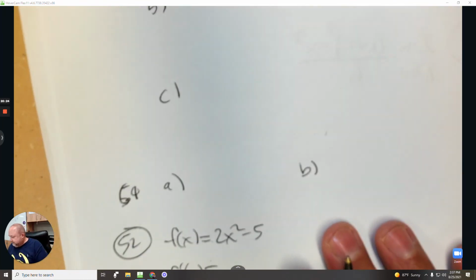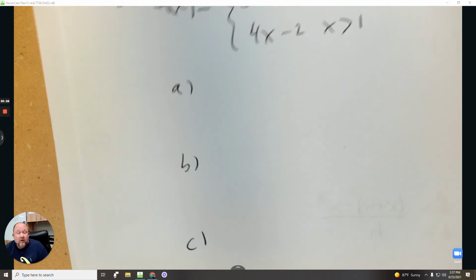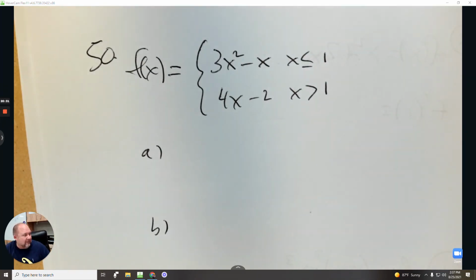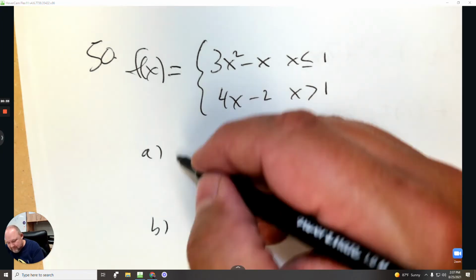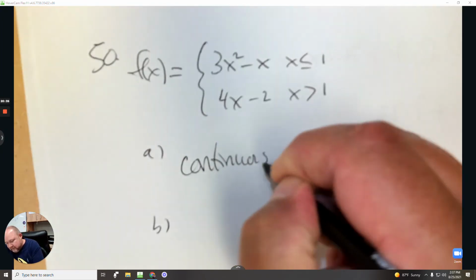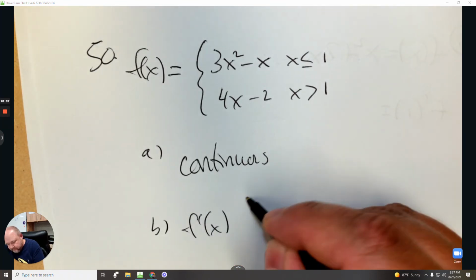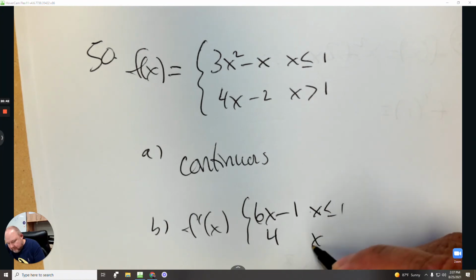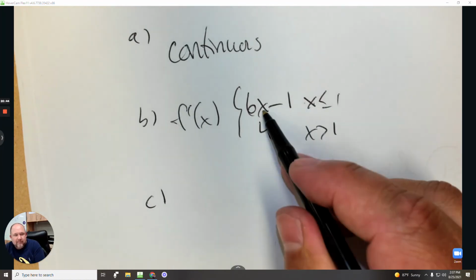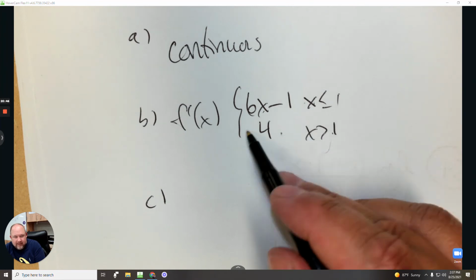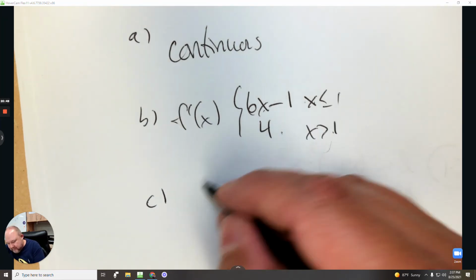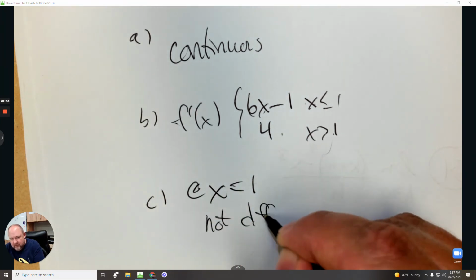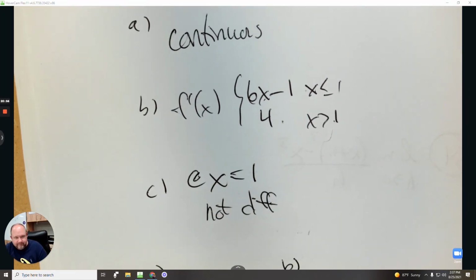50. Plug 1 into the top and you get 2. Plug 1 into the bottom and you get 2. So it's continuous. Take the derivative and you get 6x minus 1 and 4. If I plug into the top, I get 5. If I plug into the bottom, I get 4. Two different answers. So at x equals 1, it is not differentiable. There's a sharp corner or turn there.